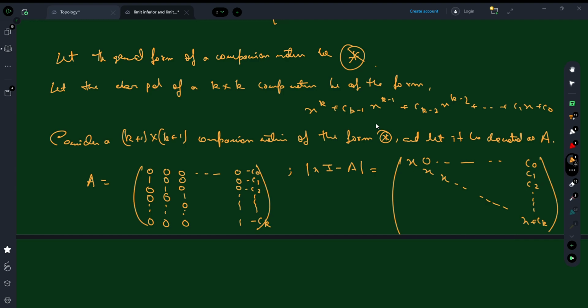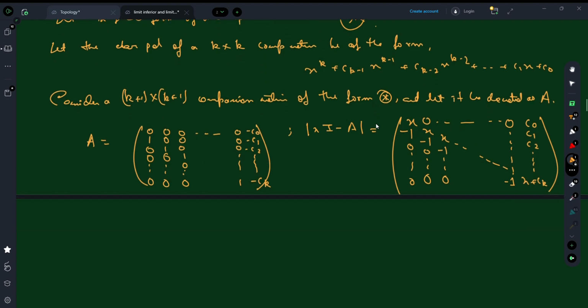Here you had 1, so here you become minus 1. Here you have a minus 1. Here you have a minus 1, and all the other elements are 0. And here in the last column you have a minus 1 again. This is the form we will get.